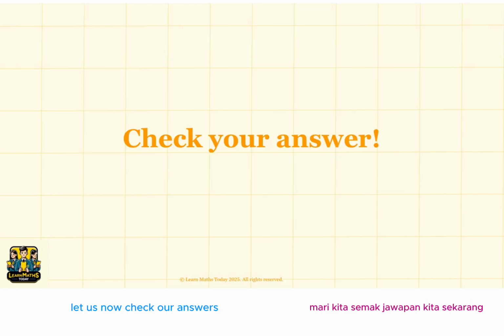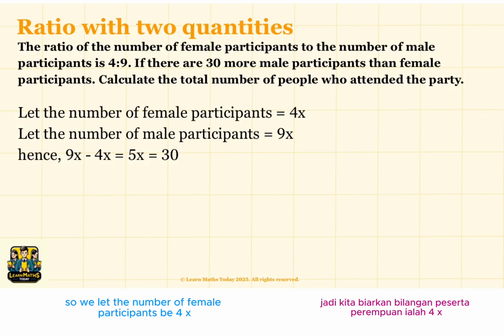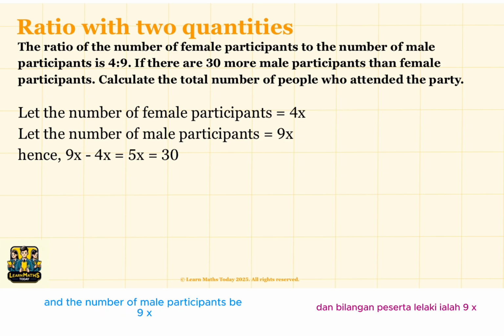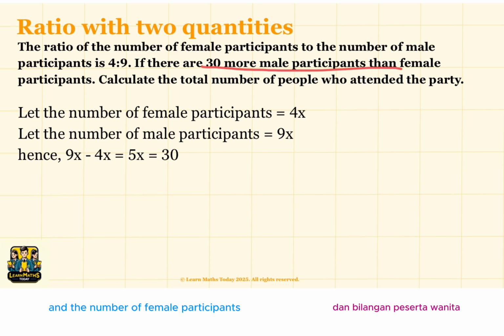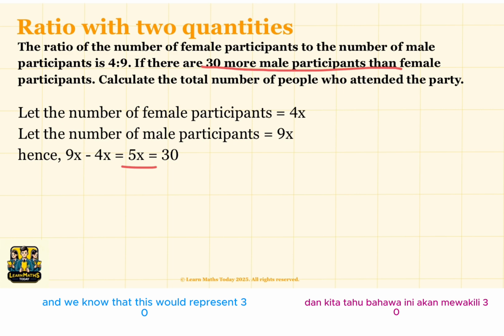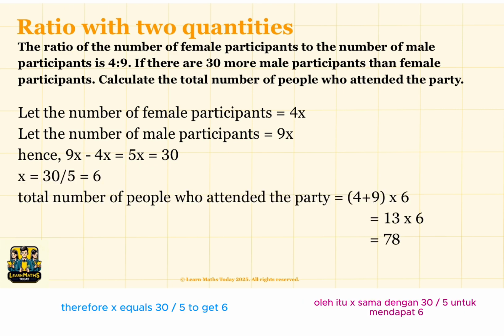Let us now check our answers. So we let the number of female participants be 4x and the number of male participants be 9x. Since we have the information that there are 30 more male participants than female participants, we find the difference between the number of male participants and the number of female participants in terms of x, which we get as 5x, and we know that this would represent 30. Therefore, x equals 30 divided by 5 to get 6.